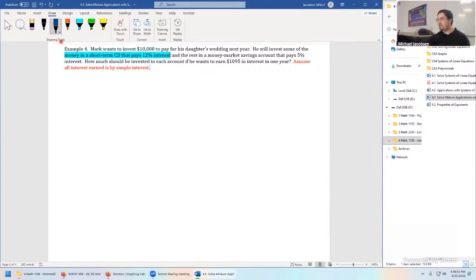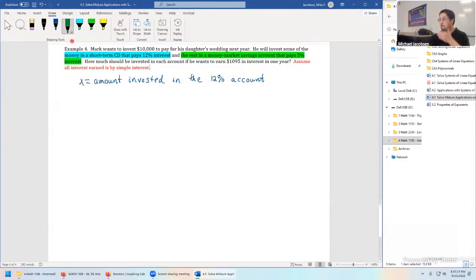I'll just briefly name this x equals amount invested in the 12% account. The rest is in a 5% interest account. So that's our second quantity. We'll call it y like before. y equals amount invested in the 5% account.